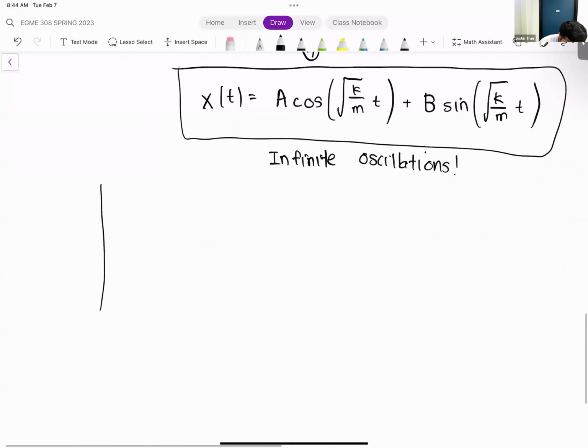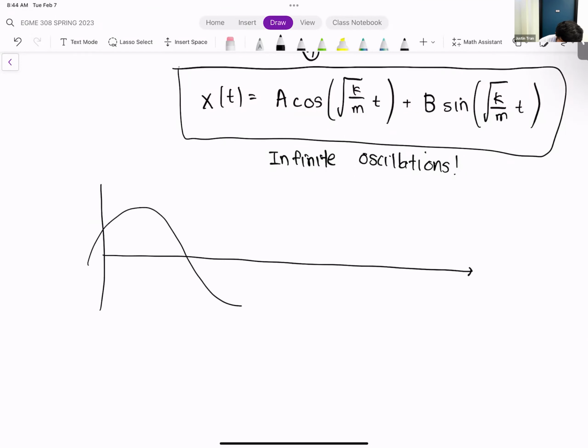So if we graph it, it might look something like this. And so it's just going to keep oscillating for infinity.